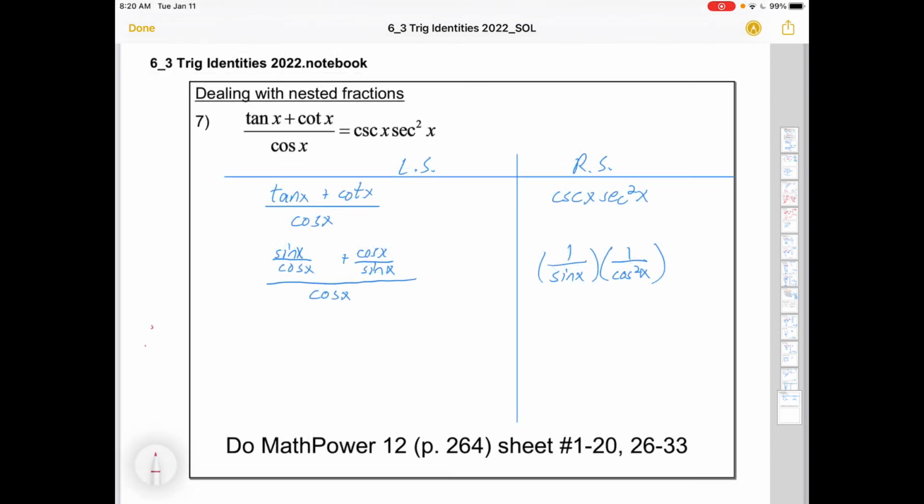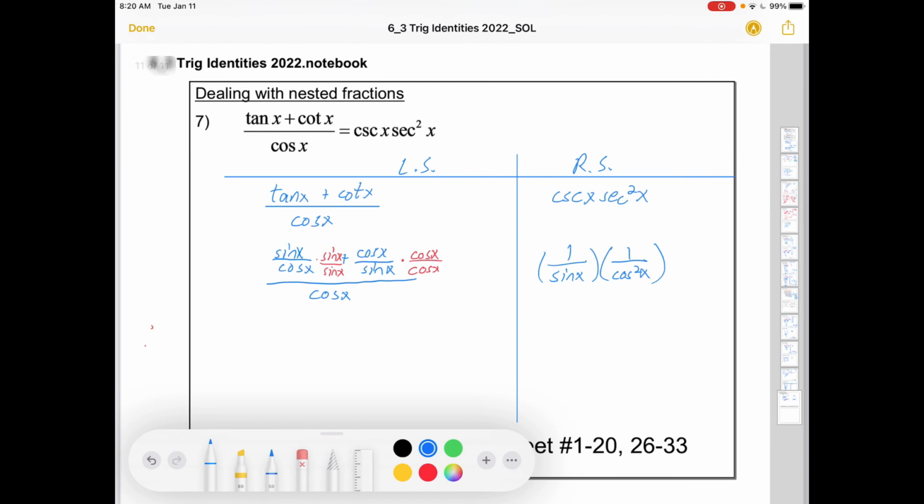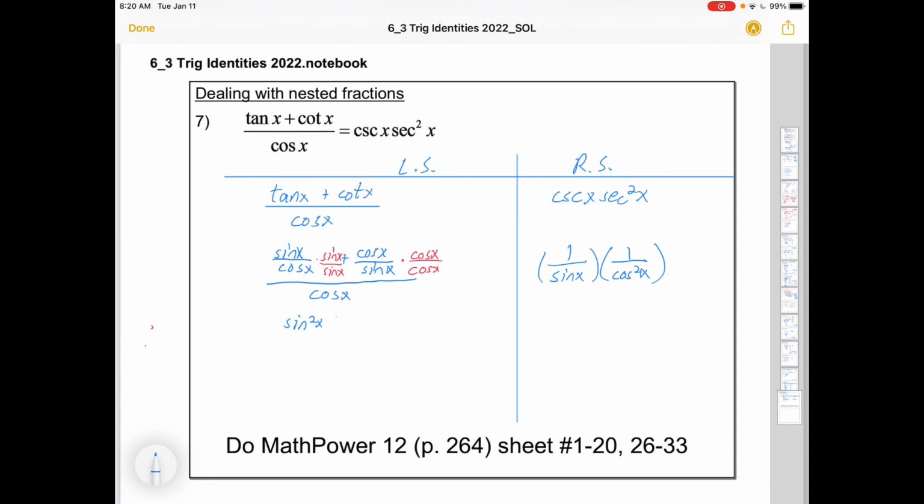I'm going to try and make common denominators on the top here. So that's sine x that I'm multiplying this first one by, and cos x that I'm multiplying the second one by. So that up top I'll get the common denominator of sine x cos x. Okay, so what will that give me? On top I'll get sine squared plus cos squared over this denominator of sine x cos x, all over cos x. And on the left-hand side, I've got 1 over sine x cos squared x.